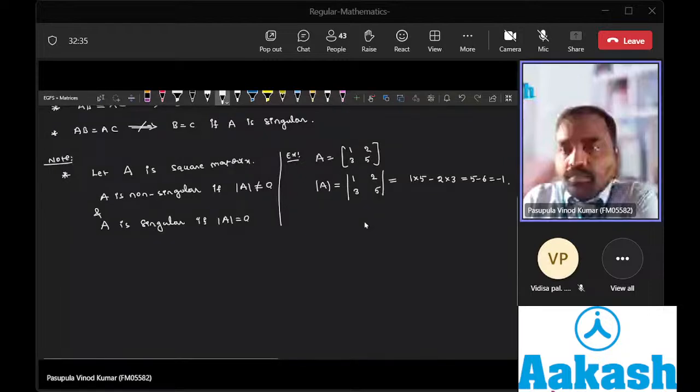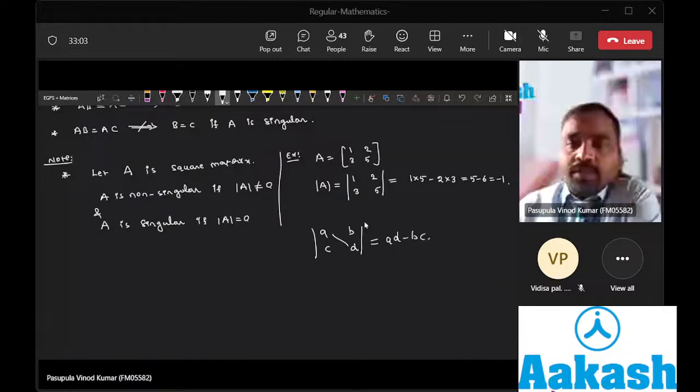So here, this is the matrix A: 1, 2, 3, 5. Its determinant is nothing but this: simply remove the matrix symbol and write the determinant symbol. You know the determinant of [a b; c d] is ad minus bc. We have already seen it in previous classes. Cross multiplication we have to do. So if I apply that, you are getting minus 1.